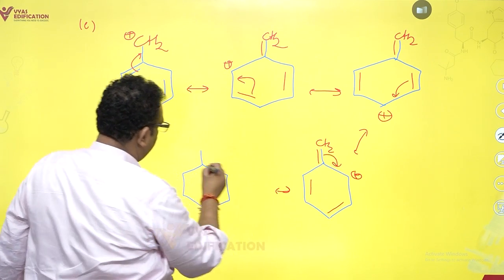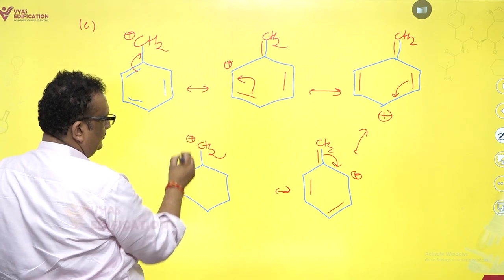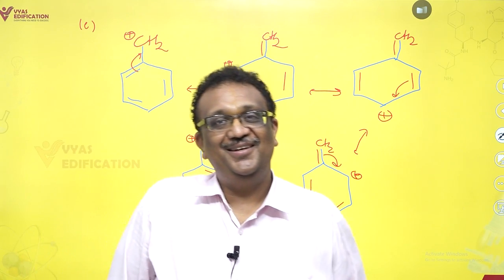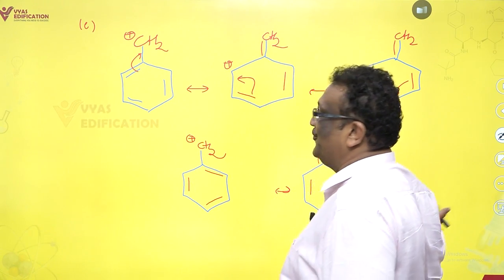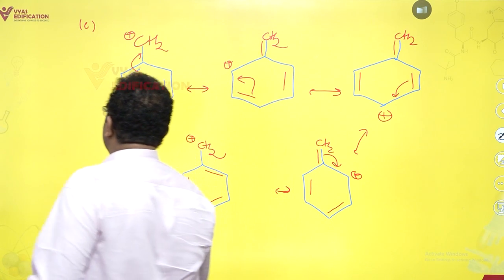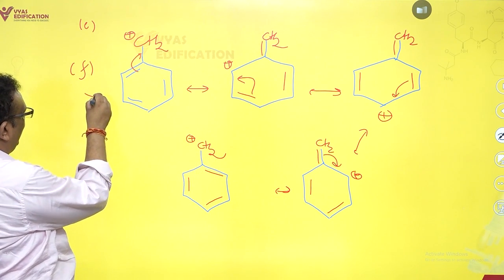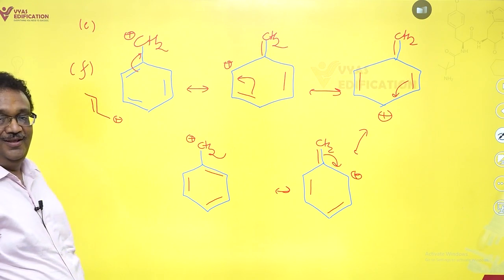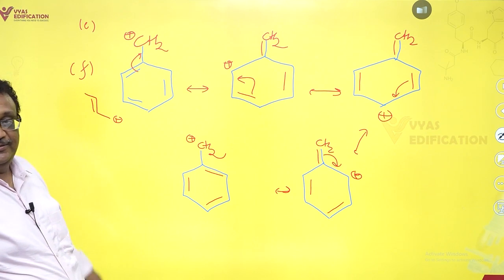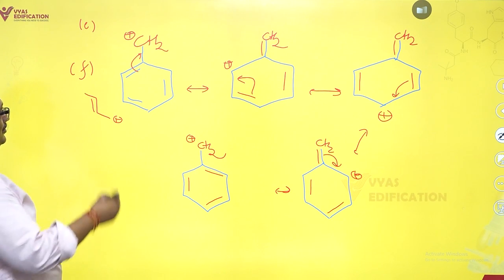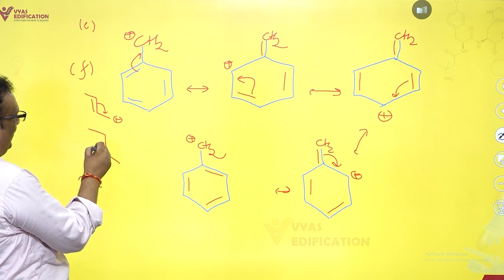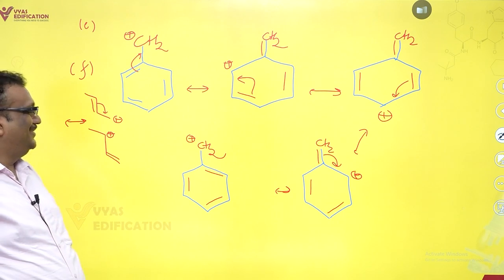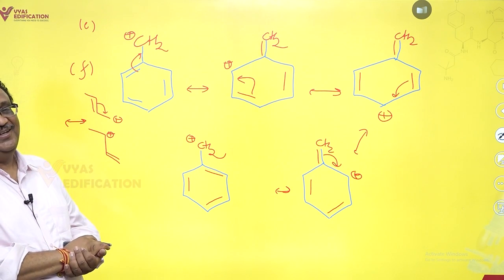And this is all what we get. We get 5 structures for benzyl cation, like this. 1, 2, 3, 4, 5. What about the F part? F part is even simpler. F part contained this. 1, 2, 3, 4. Butenyl cation. Okay. Then just jump it. Yeah, make it jump. That's all. These are the 2 contributing structures for F.